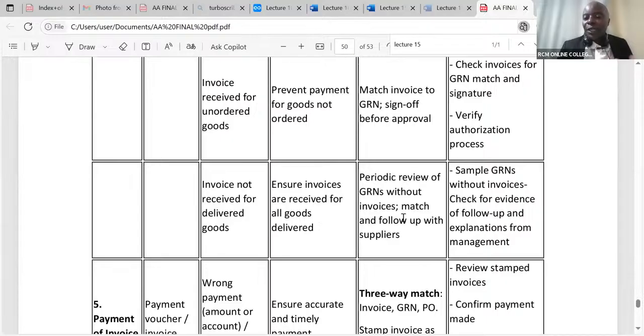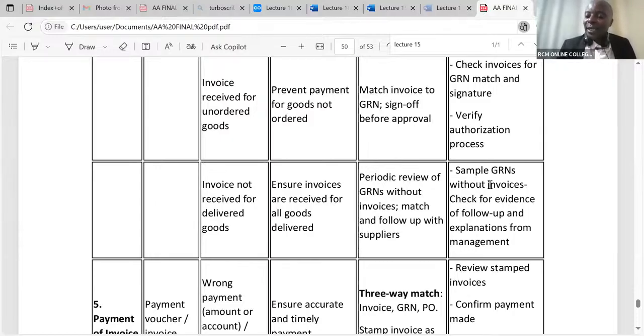Then what control activities do we have? Periodic review of goods received notes without invoices. Match and follow up with suppliers. Do, in this case, a supplier's circularization. Try to send supplier statements to them. And then, of course, as an auditor, I will be able to sample.